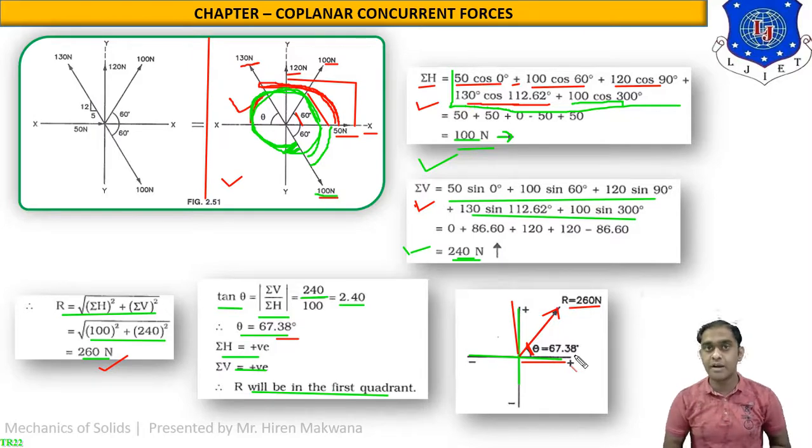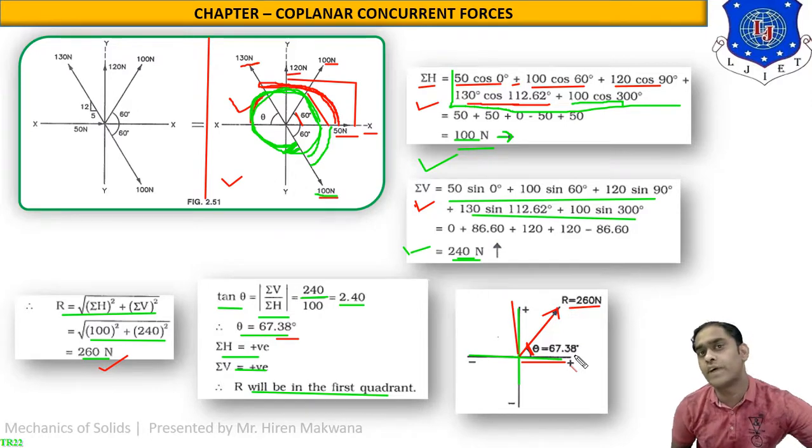Third step, find sigma v. Sigma h should be copied in sigma v. Only the change is that sine is replaced in place of cos. Solve your values in the calc, you will find sigma h and sigma v.